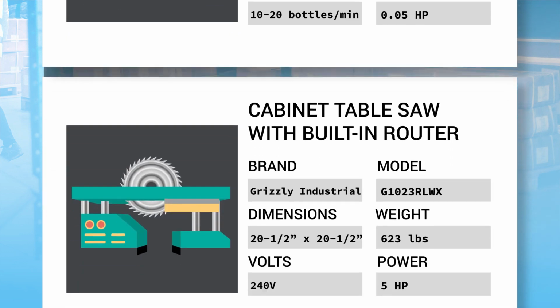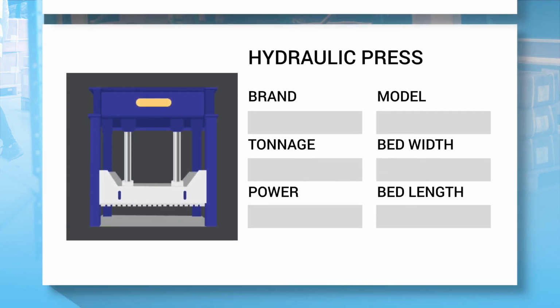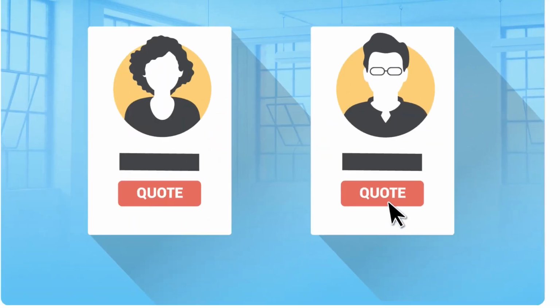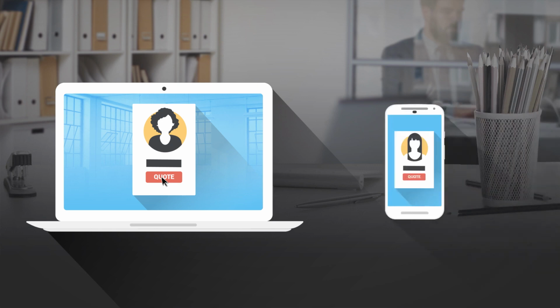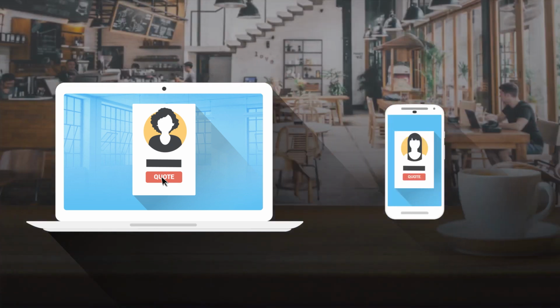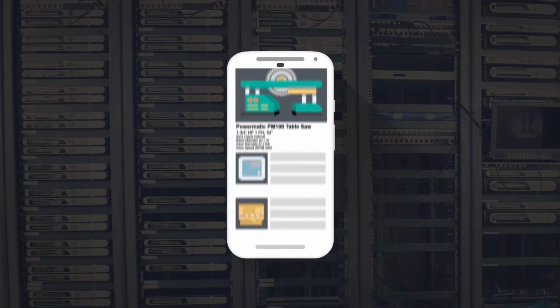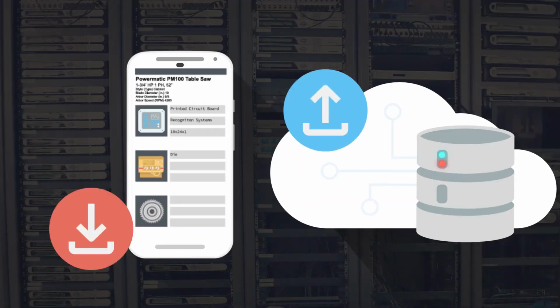Machinery Manager includes an inventory management system that populates specs for you and a contact management system that allows you to quote leads with just a click on your desktop or mobile device, allowing you and your team to work from anywhere. It also includes a customizable mobile-friendly website that syncs with your database in real time.